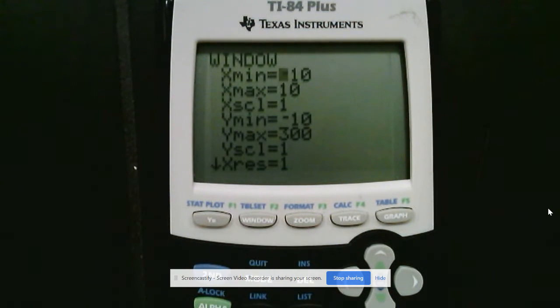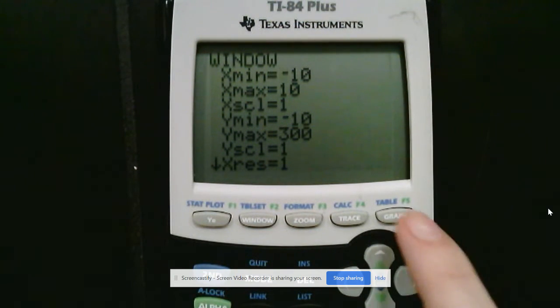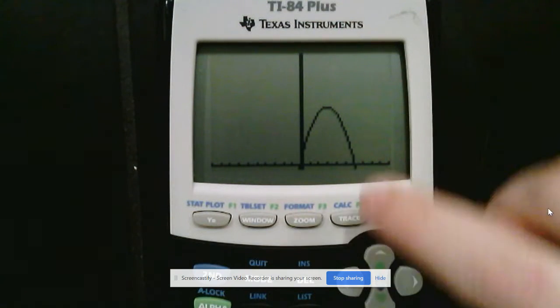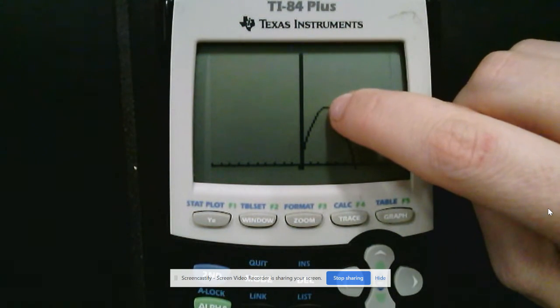And here's the window that I'll be using for this problem. Again, if you need to enter that into your own calculator, you can just pause the video and type in those numbers. And this is what my graph looks like. So I need to find my vertex. My vertex is this point up here.